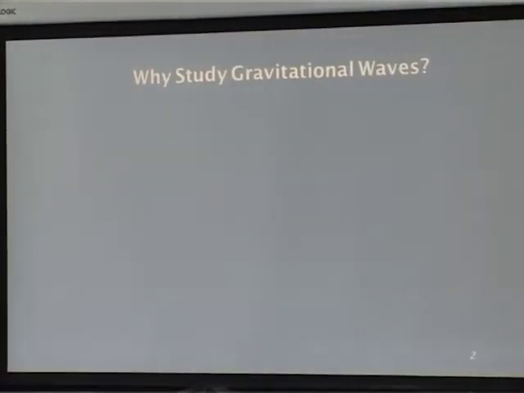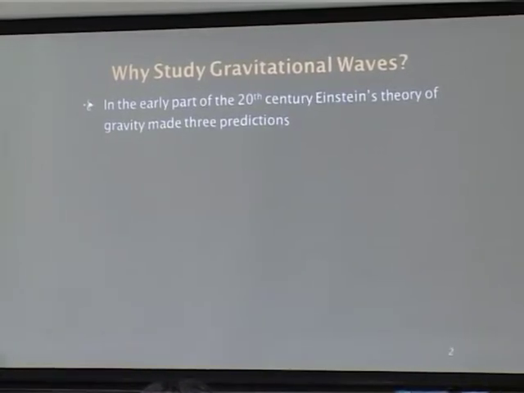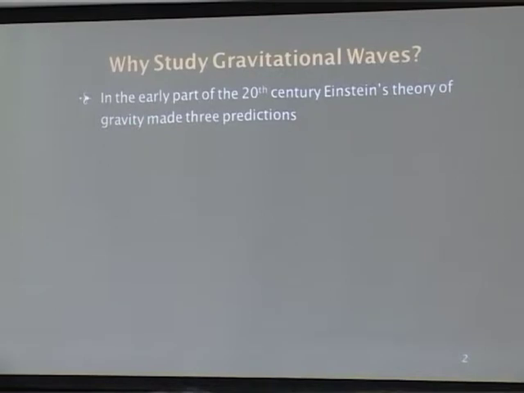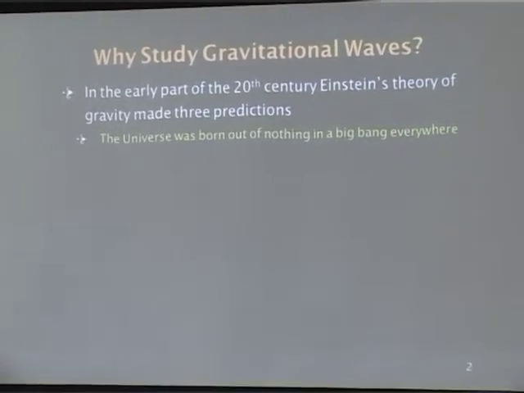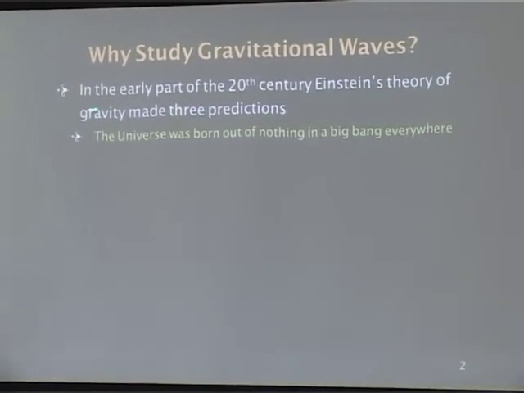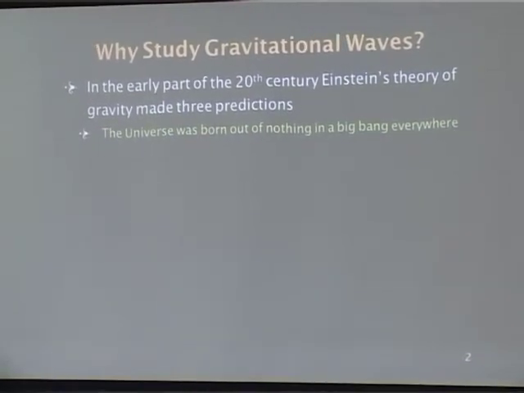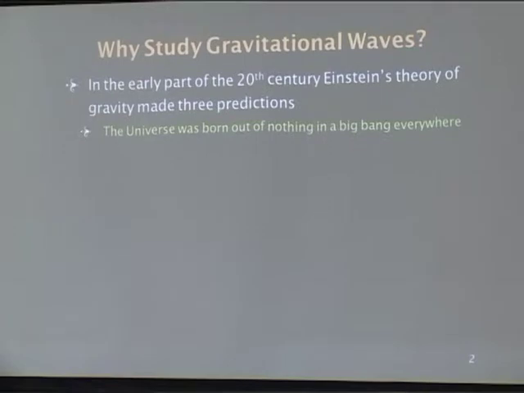What's the big deal? The universe on very large scales is actually dictated by gravity. In fact, if anything, the 20th century has taught us that there are three things that come out from Einstein's general theory of relativity. One is that the universe was born out of nothing in a Big Bang everywhere, although that picture is probably wrong because you need to take into account quantum theory of gravity to really understand what happens close to the phase of the universe when the universe was very hot and dense.